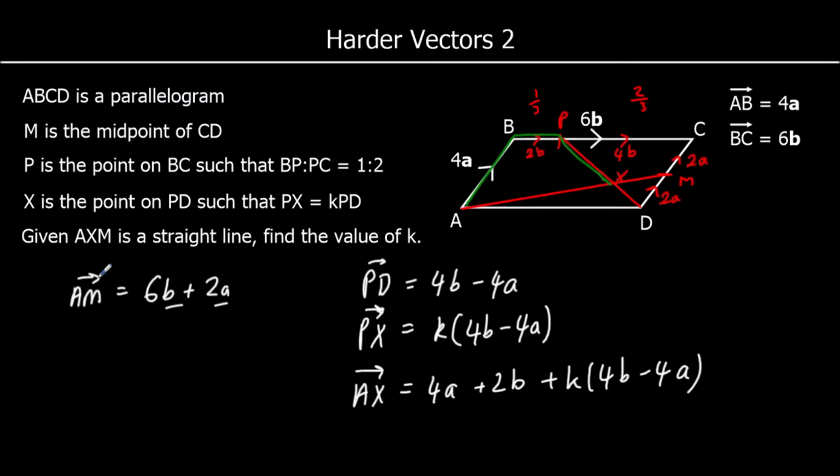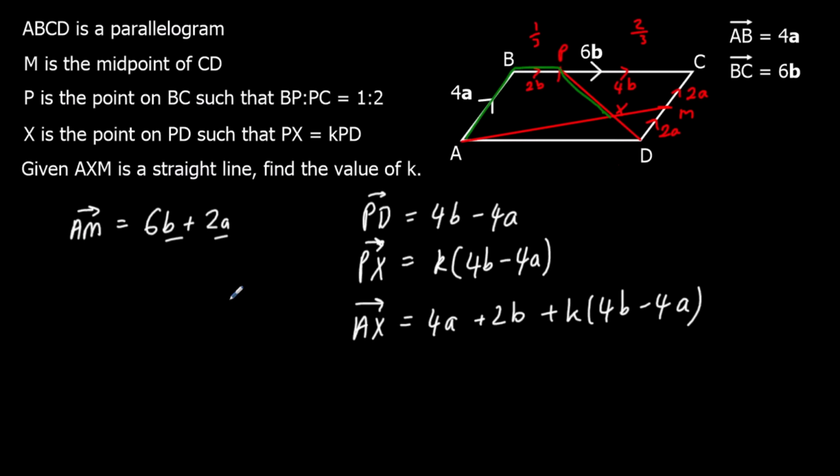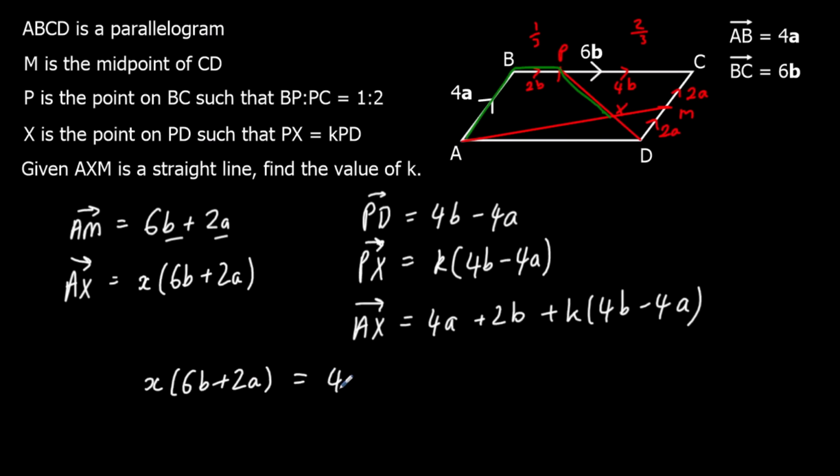So there's A to X and A to M. We know they're a straight line, so we can also say A to X is a fraction of A to M, and we can call that x. So x times 6b plus 2a. So we've got A to X twice. They must be equal to each other, so we can write them as equal to each other. So we've got x times 6b plus 2a equals 4a plus 2b plus k times 4b minus 4a.